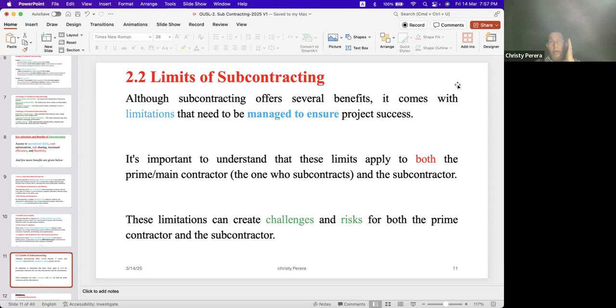Although subcontracting offers several benefits, it needs to be managed to ensure project success. Actually, we don't give much subcontracting because we have selected the contractor after the whole procurement process and the evaluation process. So we know that he is the best person to do that job. Successfully, he will do it. But if he is trying to get more and more subcontractors without any limit, we are not sure about the project success. Sometimes it happens. There are so many examples in Sri Lanka.